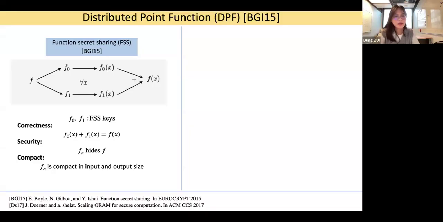Compact means that the share of the key needs to be smaller than the input or output domain size. Otherwise, you could just evaluate function f on every x, and then secret share all the values. So there's no meaning. It needs to be compact, and ideally the size of the key will be sublinear compared to the domain.